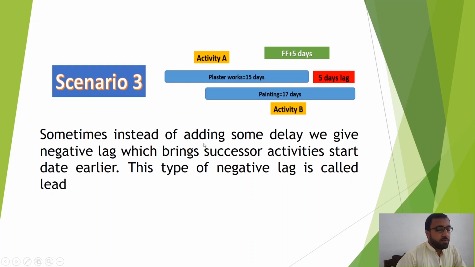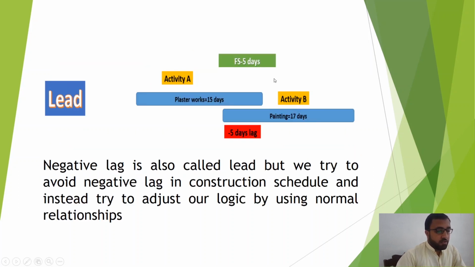Sometimes instead of adding some delay, we give negative lag which brings the successor activity's start date earlier. This type of negative lag is called lead. If we give negative lag, for example minus 5 days, then activity B will finish 5 days earlier than activity A. So that is called lead. For example here, this is an example of a lead: finish to start minus 5 days. I have already told you that now activity B will finish 5 days earlier than activity A.